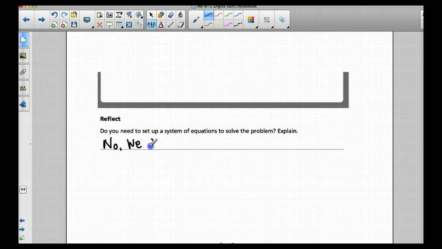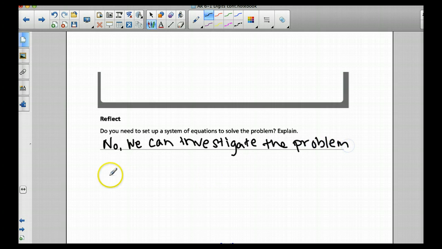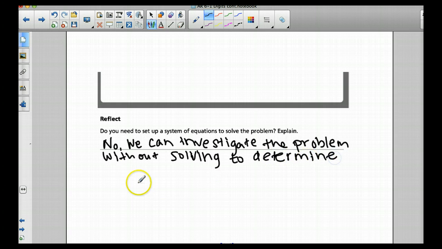We can investigate the problem without solving to determine the answer. And you're going to try to do this on a lot of them today. So those of you who don't like to show a whole lot of work, you might be happy with this section.